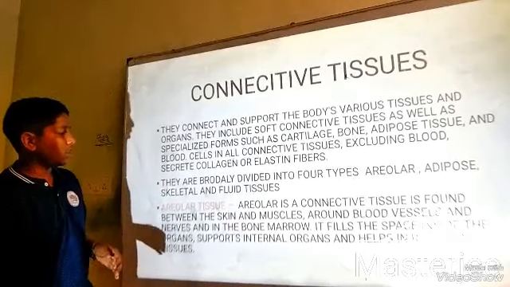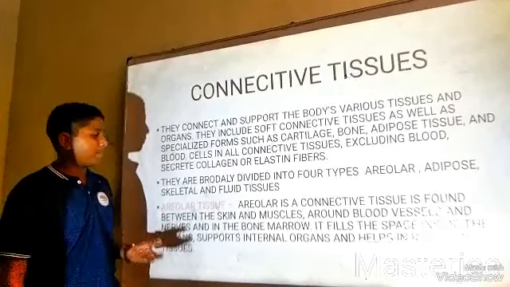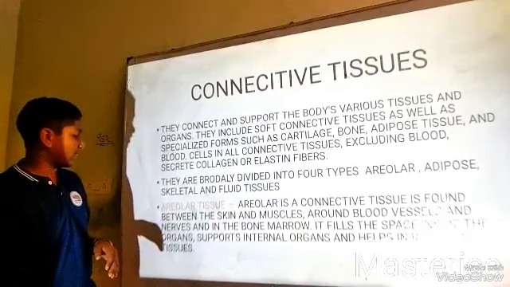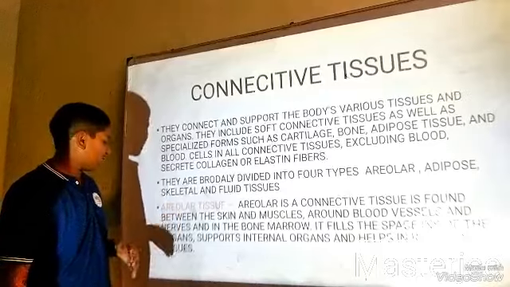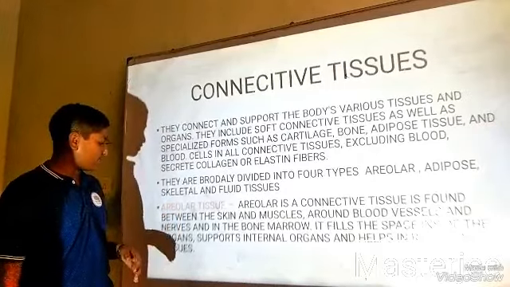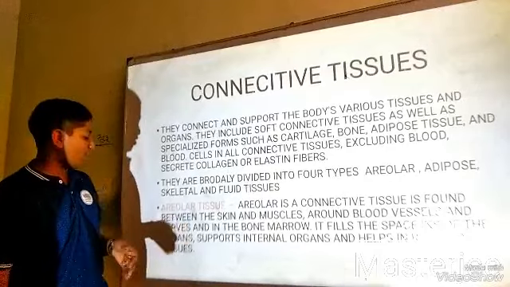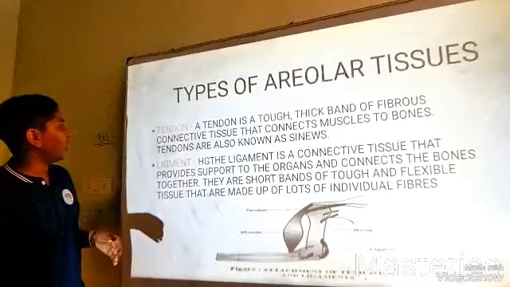Areolar tissue. Areolar connective tissue is found between the skin and muscles and around blood vessels and nerves and in the bone marrow. It fills the spaces inside the organs, supports internal organs, and helps in repair of tissues. Types of areolar tissue. Tendon.